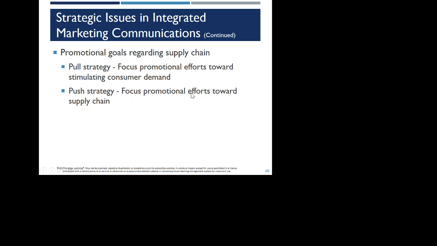In the supply chain, promotions can be push or pull. With a pull strategy, you're targeting consumers and having them pull products through the supply chain, whereas a push strategy is the opposite. You're promoting your products directly to other supply chain members, like, hey, sell our products, things like that.